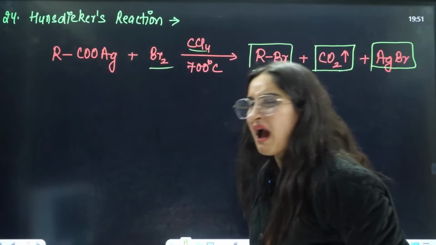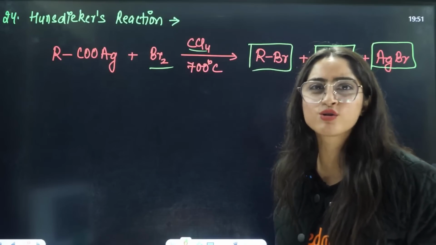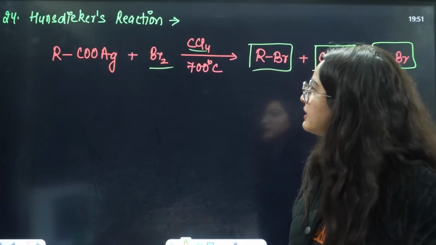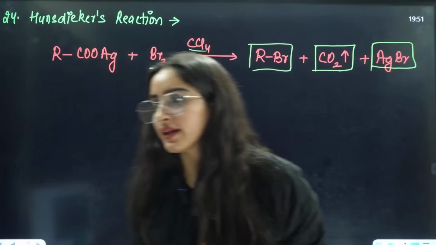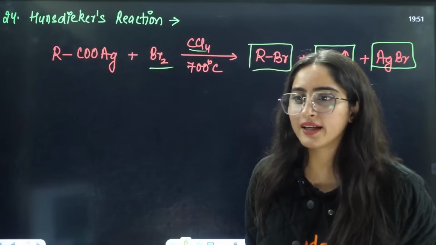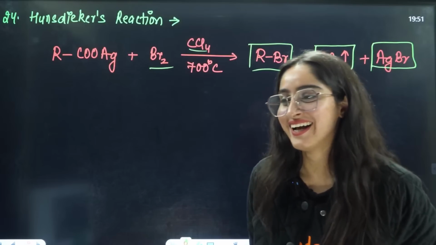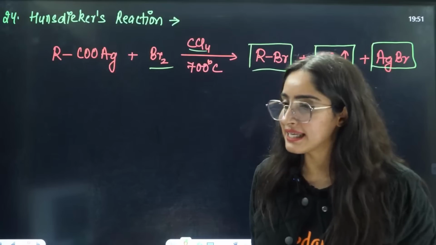Mother is left with bad memories. Mother is like, this happened, that happened. Swati is also sad because of that, okay? Understood? So this is the Hunsdiecker reaction. Any other language? No. Okay.